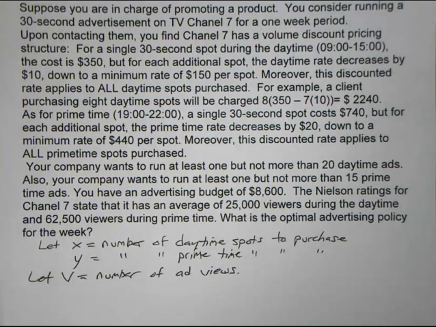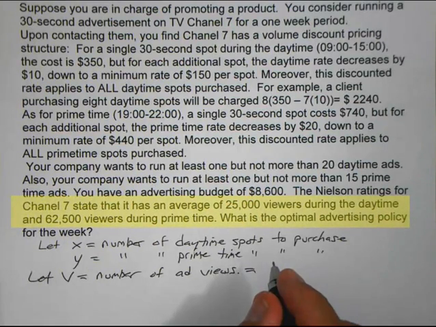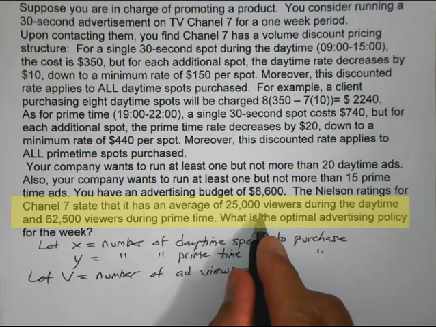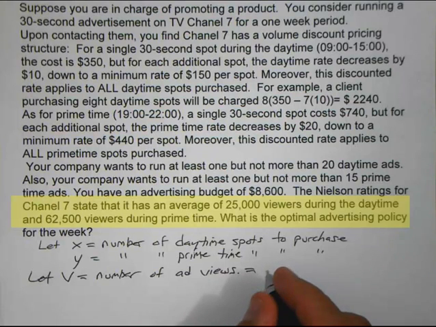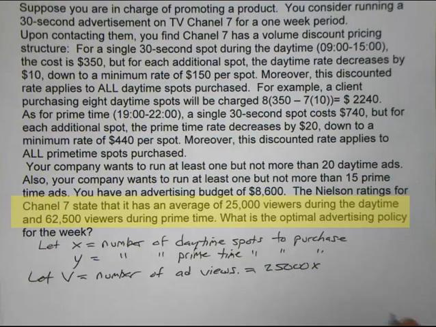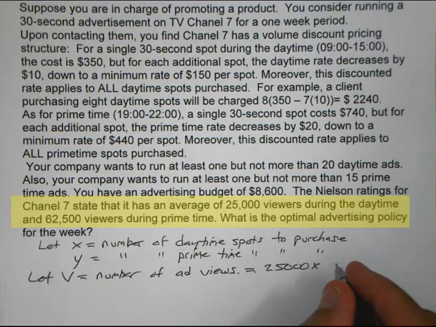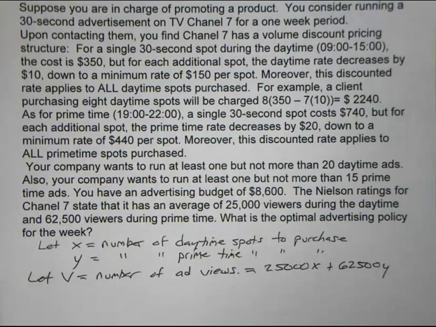Okay, and I suppose we could go ahead and formulate what that would be. The number of ad views would equal, let's see, each daytime ad would pick up 25,000 viewers, and so if there are X of them, that would be 25,000 times X for daytime views. And then the prime time, a single ad would get viewed 62,500 times. If you have Y of them, you would multiply 62,500 by Y. And of course we are trying to maximize the number of views here.